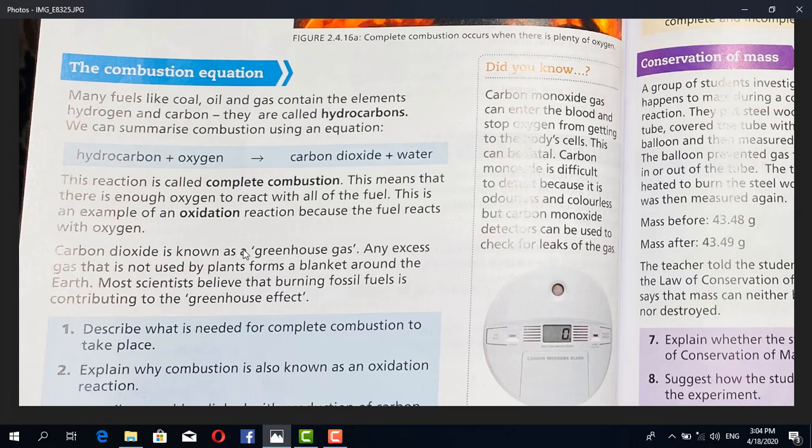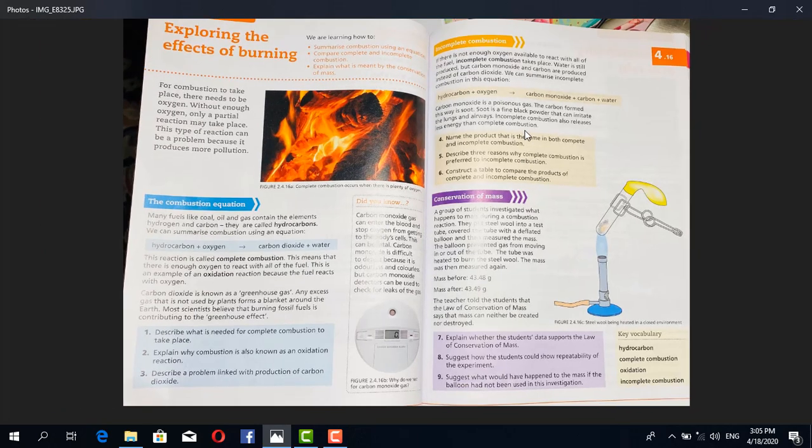Carbon dioxide is known as a greenhouse gas. Any excess of this gas is not used by the plants, forms a blanket around the earth, and most scientists believe that burning fossil fuel is contributing to the greenhouse effect.